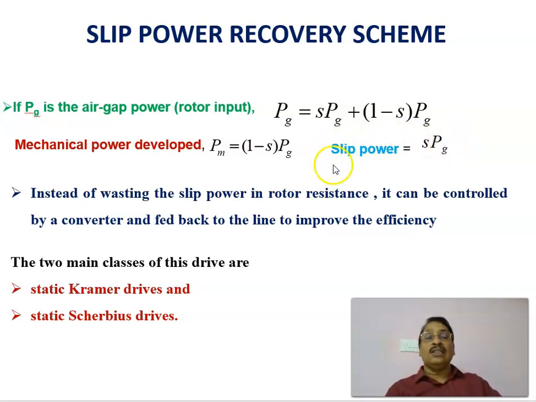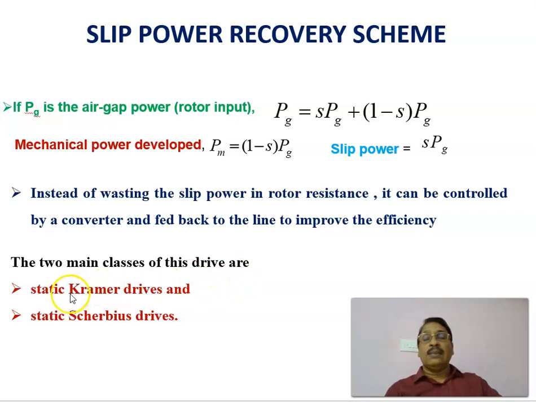In rotor resistance speed control, this slip power is dissipated in the rotor resistance, and in that case the efficiency is very low. But instead of wasting the slip power in the rotor resistance, it can be controlled by a converter and fed back into the line so that the efficiency can be improved. That is done in the slip power recovery scheme: instead of dissipating in the rotor resistance, that power is injected into the grid. Now there are two methods of implementing this.